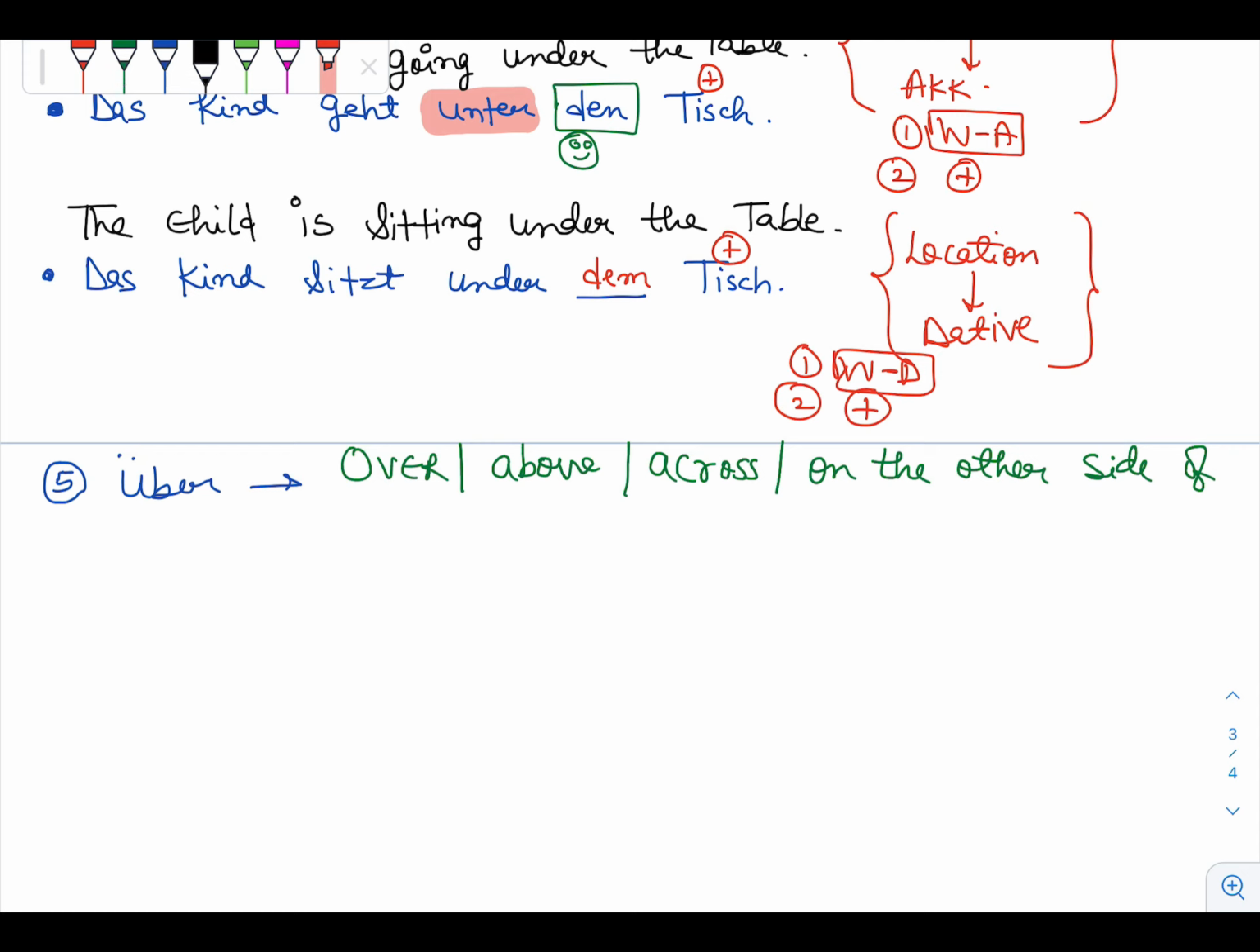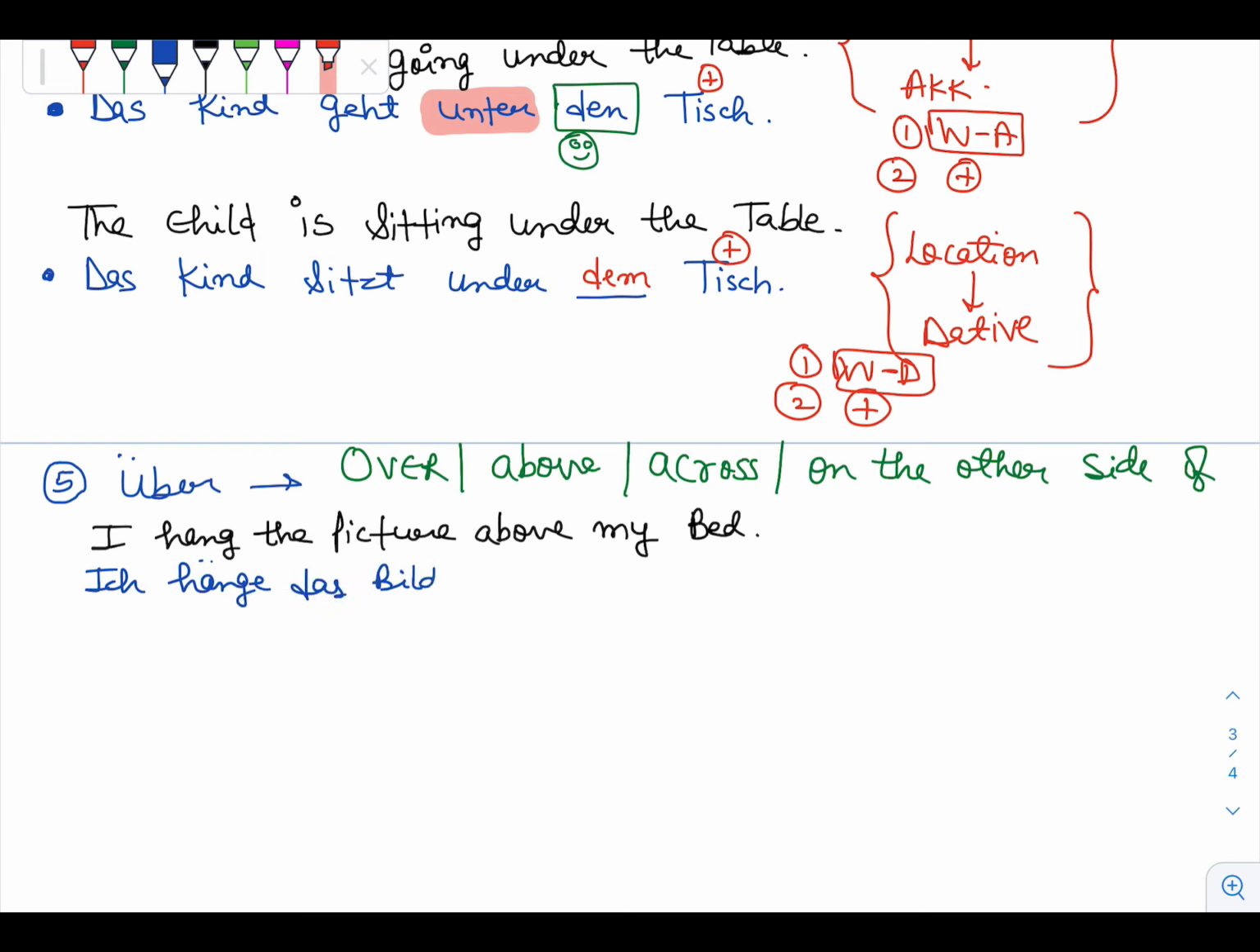So for example, if I want to write, I hang the picture above my bed. Ich hänge das Bild über mein Bett.